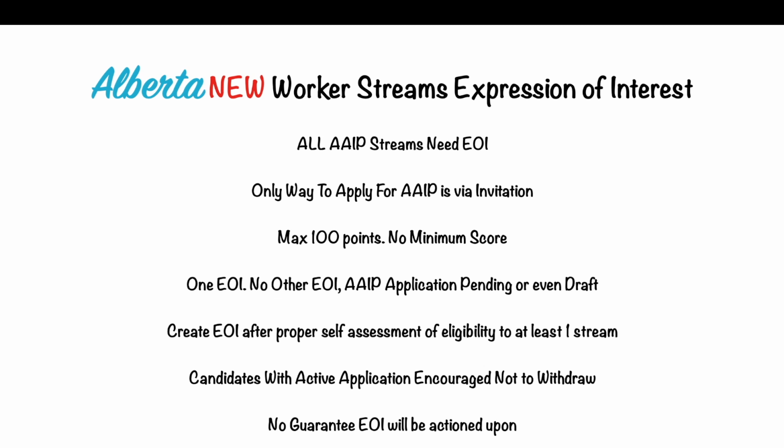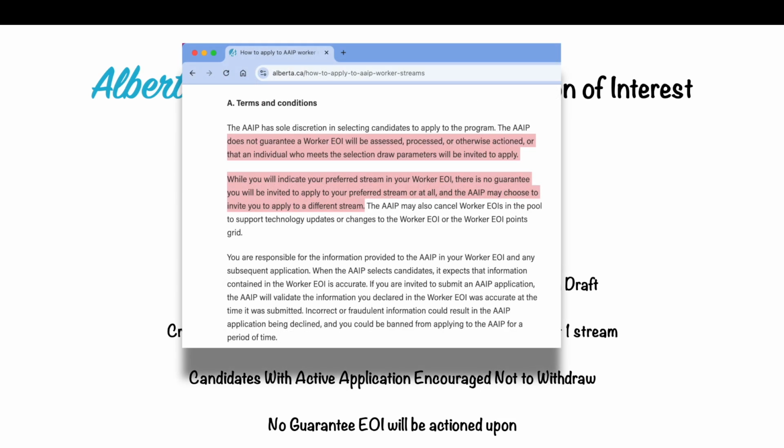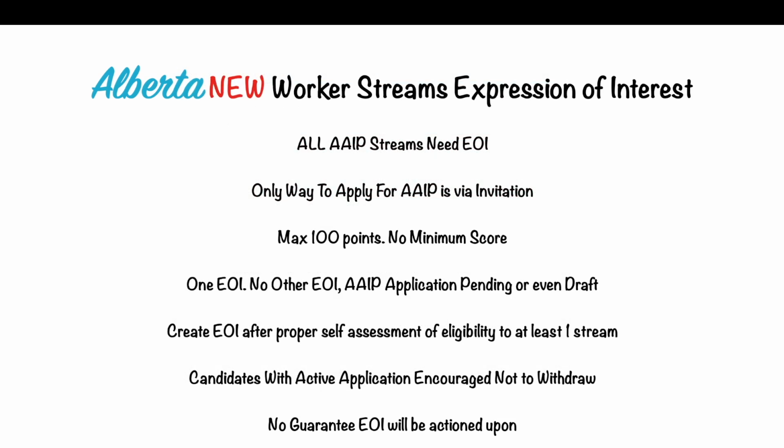The main reason for this kind of recommendation is that there is no guarantee that your expression of interest will be actioned upon. Right now, it's only an expression of interest, and for Alberta, there is no commitment, it's not binding on the Alberta Advantage Immigration Program to take a decision on each and every expression of interest.